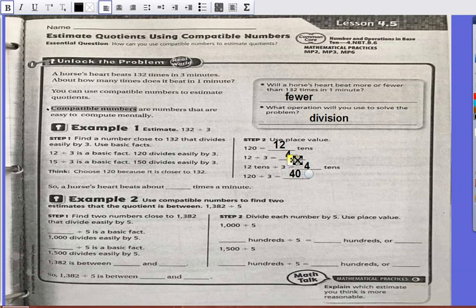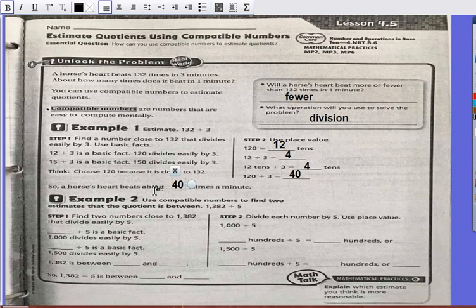So a horse's heart beats about 40 times. Notice how it says the word about in there. That's really important. We're not finding the exact answer, we're just finding about how much, how close can we get to 132.